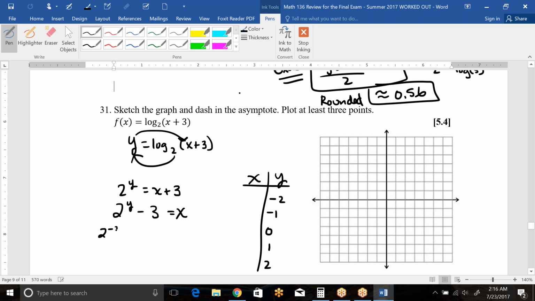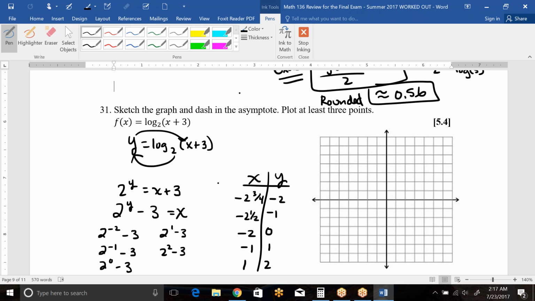So we'll be doing 2 to the -2 minus 3, 2 to the -1 minus 3, 2 to the 0 minus 3, 2 to the first minus 3, and 2 to the second minus 3. I'm just going to work from the end backwards. 2 squared is 4 minus 3 is 1. 2 to the first is 2 minus 3 is -1. 2 to the 0 is 1 minus 3 would be -2. 2 to the -1 is 1/2 minus 3 would be -2.5. 2 to the -2 is 1 over 4 minus 3 would be -2 3/4.